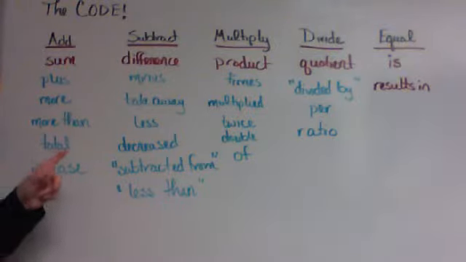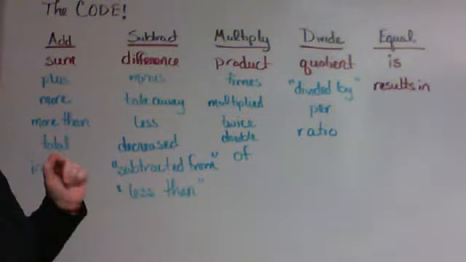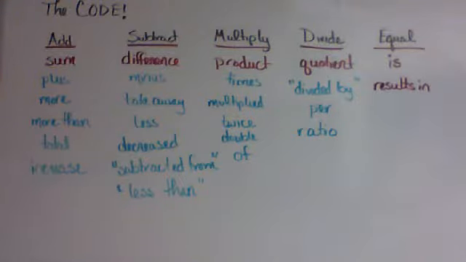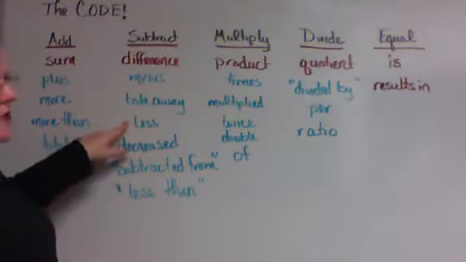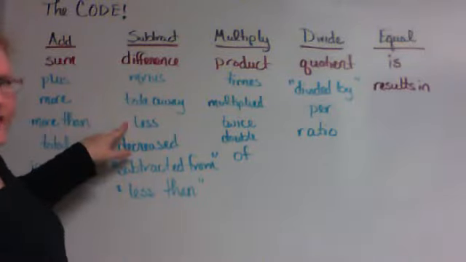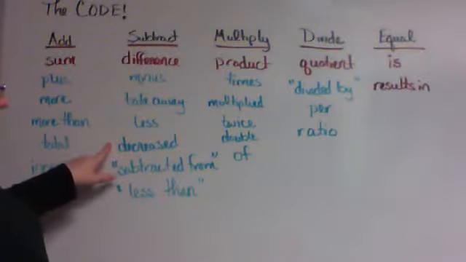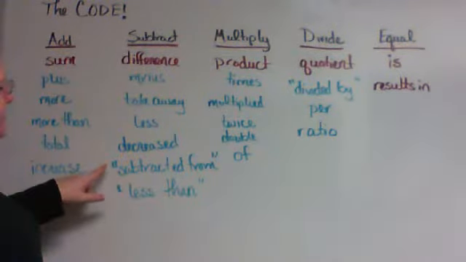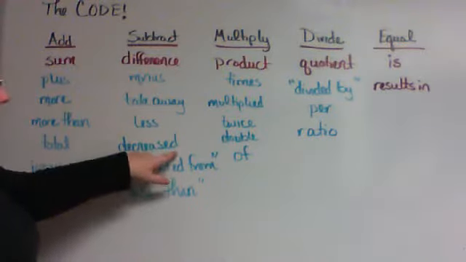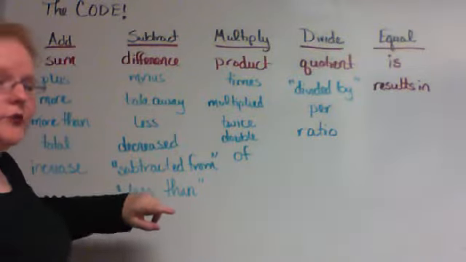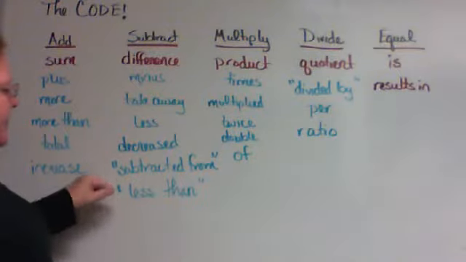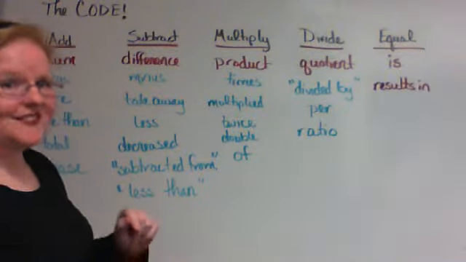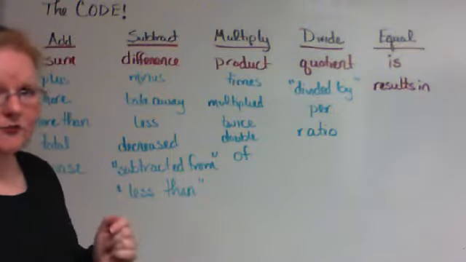For subtraction, there's some interesting things you have to take special note of. So take away is good for subtraction. Less is good for subtraction, like 4 less 5. That means 4 minus 5. Decreased is good for subtraction, with or without the D, because it could be decrease or decreased. Subtracted from and less than, you see how I put them in quotation marks? That's because they are super special.